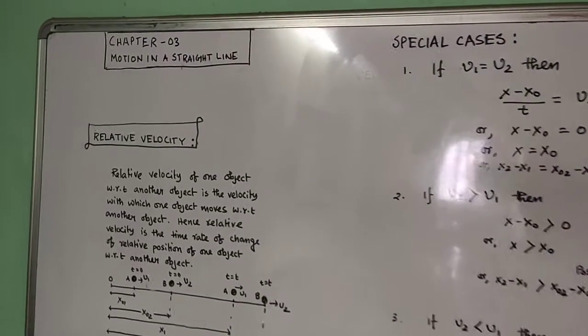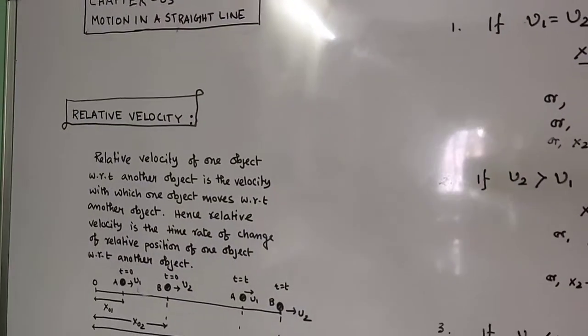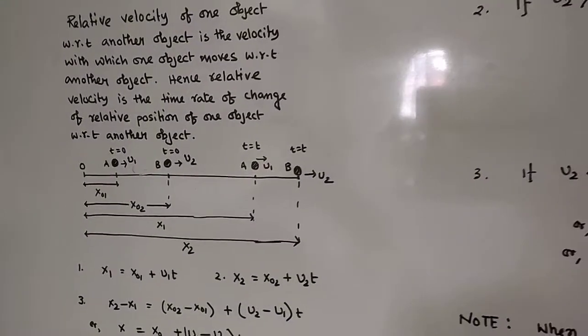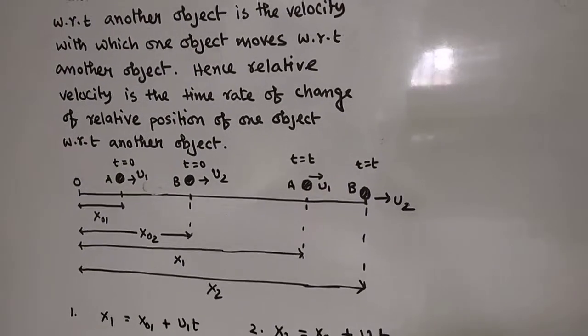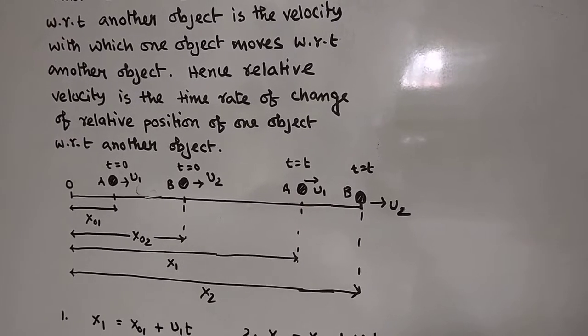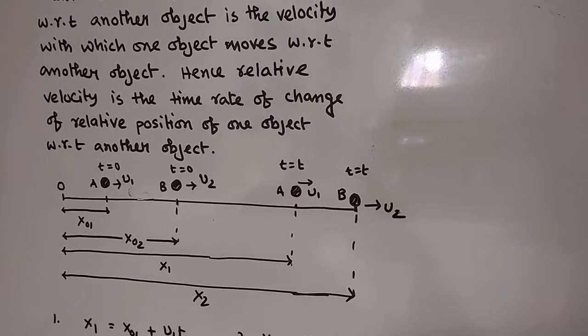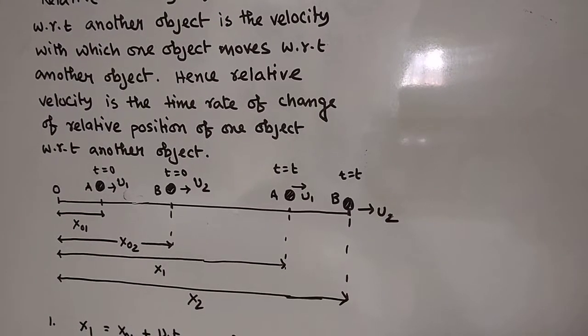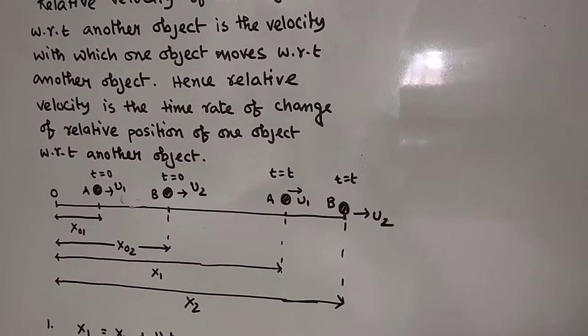In the last class, we discussed relative velocity. Now, for the expression of relative velocity, we have used this figure. In this figure, there are two objects, A and B. Initially they are at positions x01 and x02, that is, at t equal to 0.